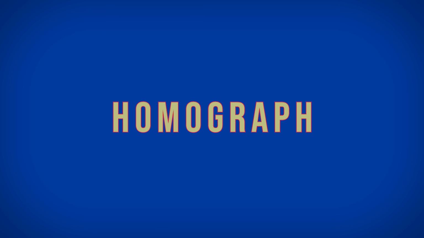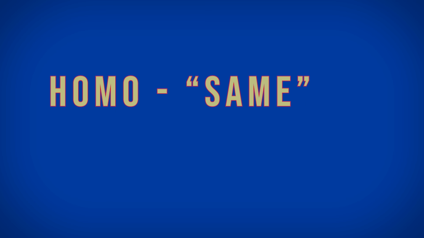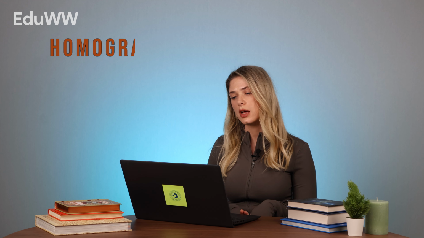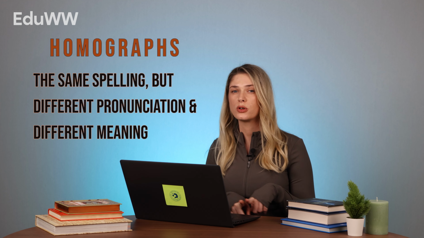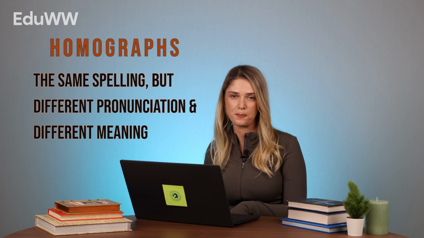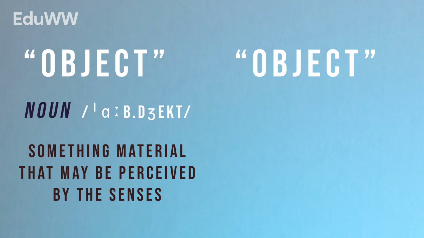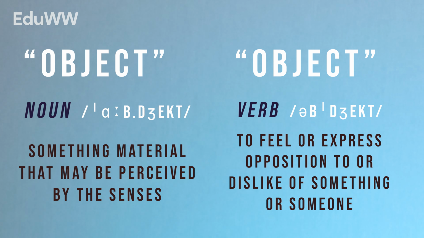Next, let's talk about homographs. "Homo," again, means the same, and "graph" means writing, which means that homographs are words that have the same spelling but different pronunciation and different meanings. For example, object and object. Object is a noun, and it is a thing that you can see or touch. And object is a verb, which means to disagree or express disapproval.